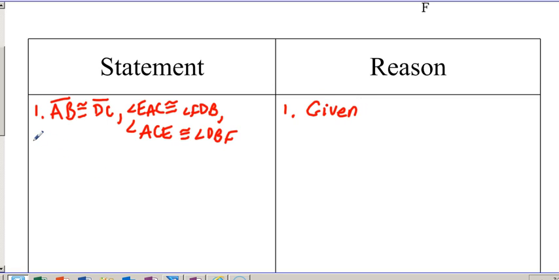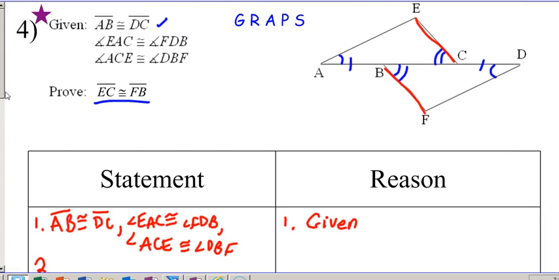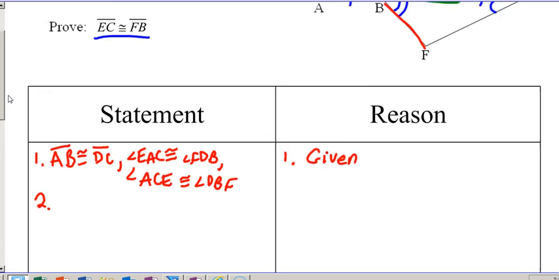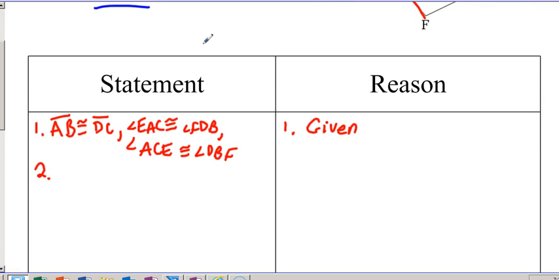Next step, we need reflexive. So let's go back up and look. You have it on your picture. The reflexive piece is right here. The piece that the two sides we need to build up share, BC. Let's mark that in our proof. BC is congruent to BC. Remember, GRAPS is when you want to build a side up, build something up.